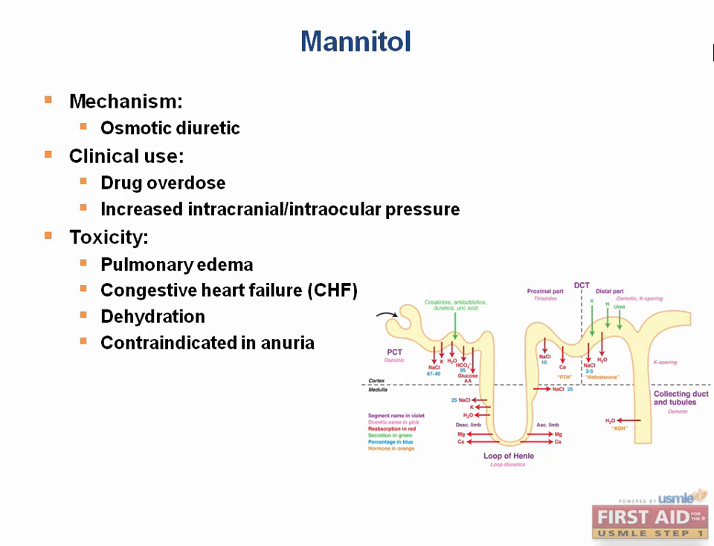If patients are diuresed too much, they can become dehydrated. It's contraindicated in anuria because patients will not be able to excrete the mannitol. And this will cause what? Well, it will pull water out of the cells into the interstitium. On the exam, look out for mannitol being given during a neurosurgical emergency to reduce the intracranial pressure.